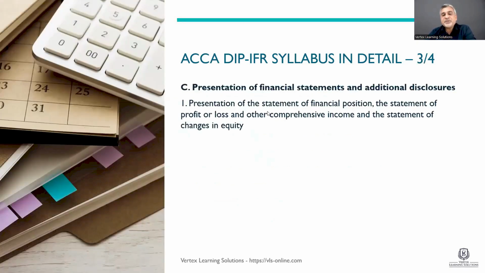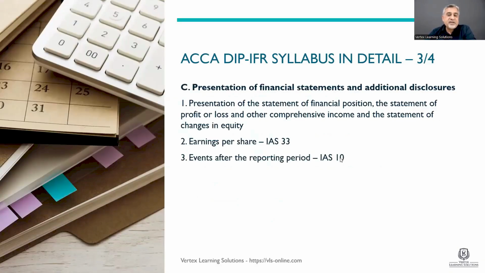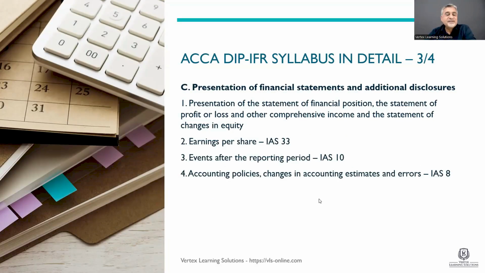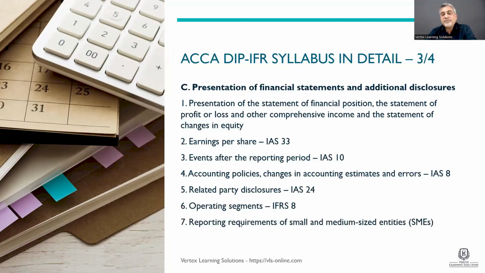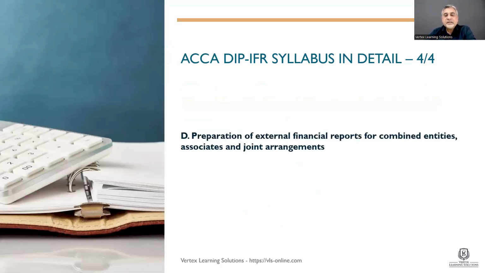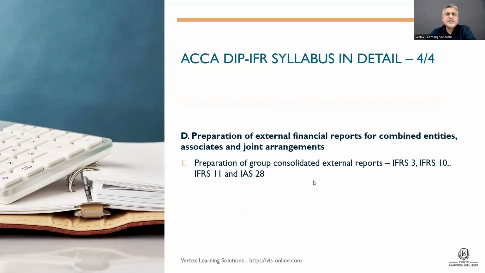And then presentation of the statement of financial position, EPS IAS 33, IAS 10 events after the reporting period, IAS 8 accounting policies, related party disclosure IAS 24, operating segments, and so on, and reporting requirements for small and medium sized entities, SMEs. And finally, you come to consolidation and consolidation standards, IFRS 3 business combination, IFRS 10 group accounting, IFRS 11 joint ventures, and IAS 28 equity accounting. So all of these standards, okay?